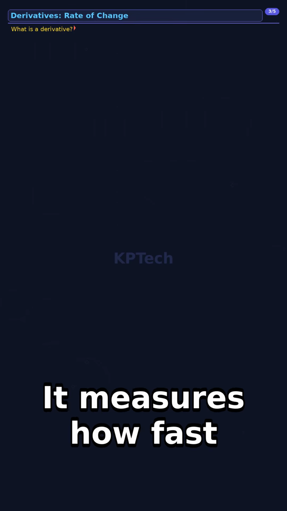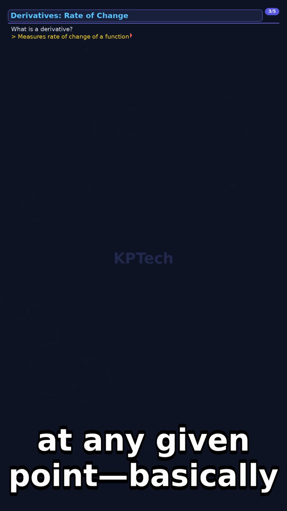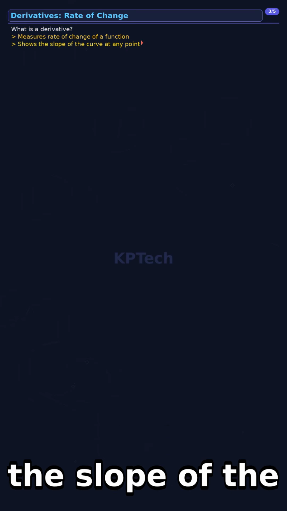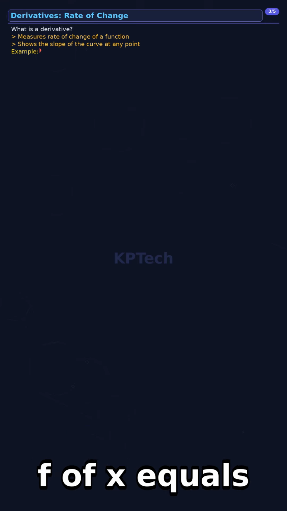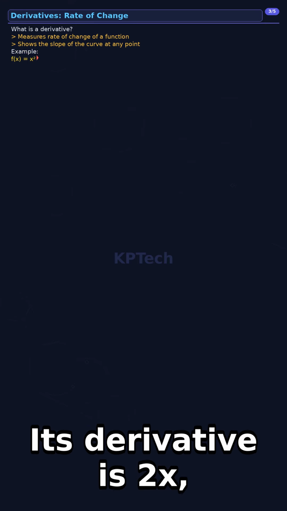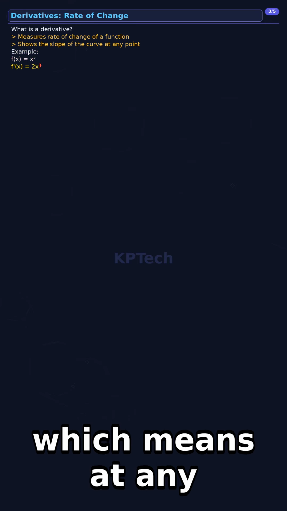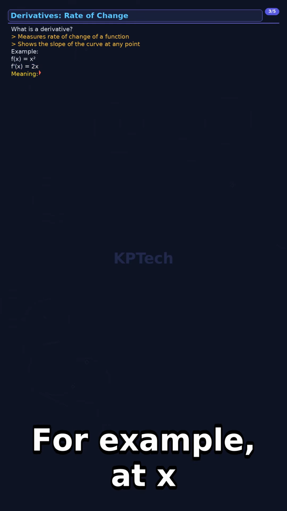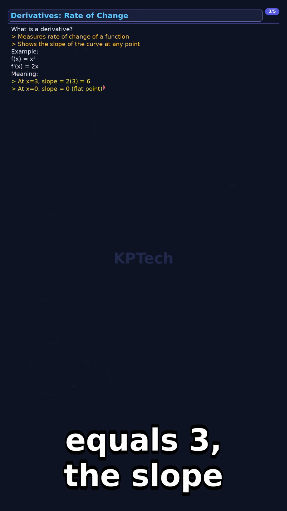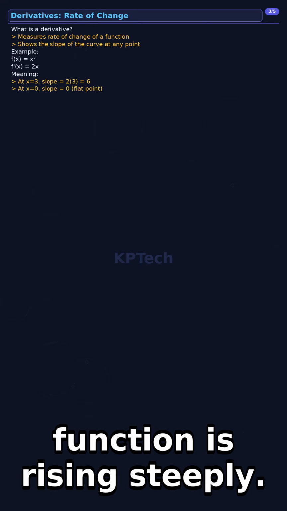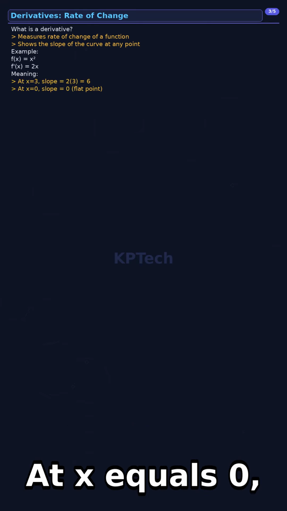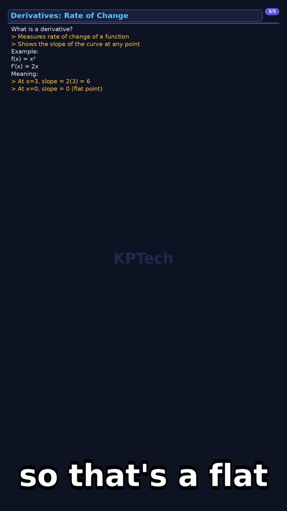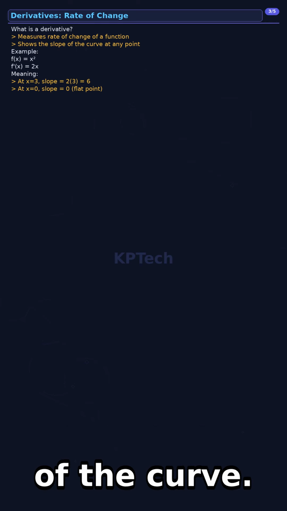So what exactly is a derivative? It measures how fast a function is changing at any given point, basically the slope of the curve. Take the simple function f(x) = x squared. Its derivative is 2x, which means at any point x, the slope is 2 times x. For example, at x = 3, the slope is 6, meaning the function is rising steeply. At x = 0, the slope is 0, so that's a flat point at the bottom of the curve.